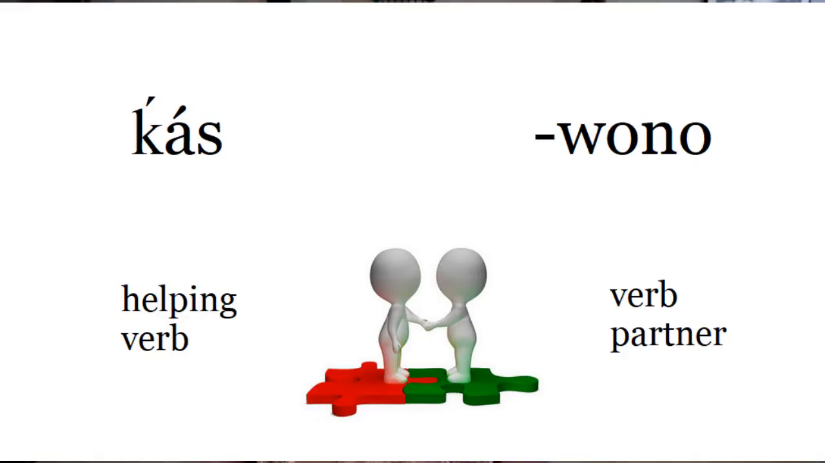And my father, I eventually spoke to in English. Now I have some more grammar for you involving wono, still showing completion. The wono verb ending is also a verb partner to a helping verb like kas, with a slightly different meaning from the wonom verb partner. Kas wono means I ended up doing, or I eventually did.